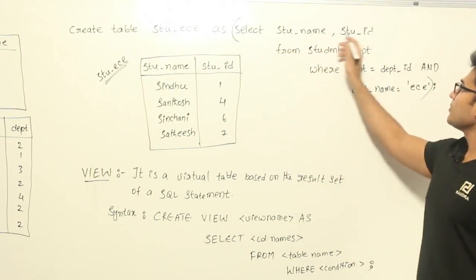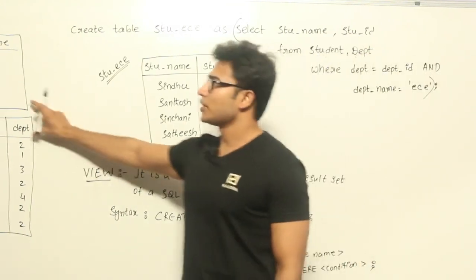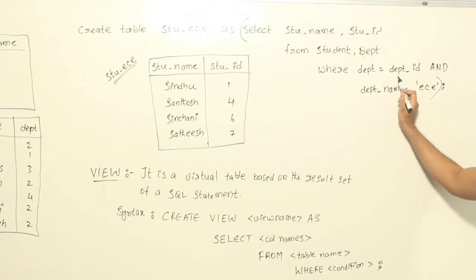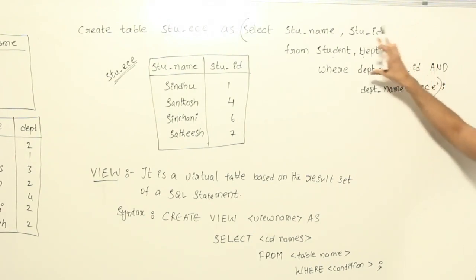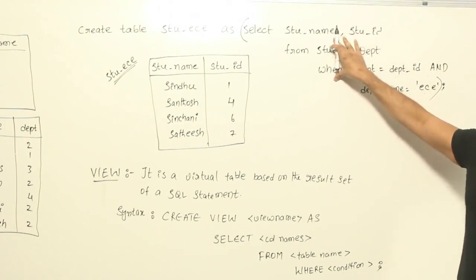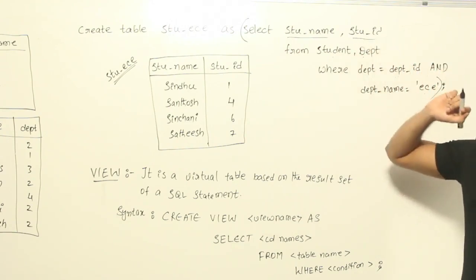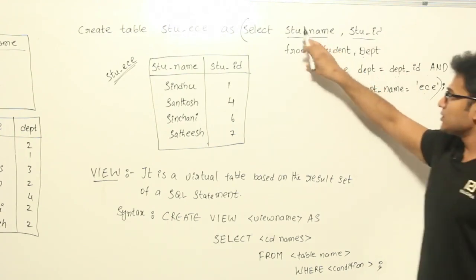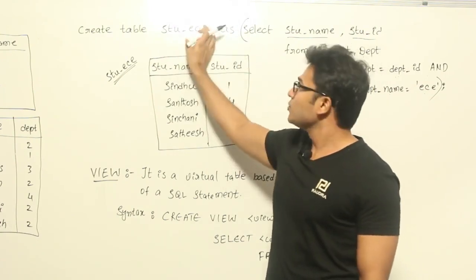Select student name, student ID from student, department, which means these two tables are going to be joined. Now what is the join condition? The join condition is that department equal to department ID, right? So after the Cartesian product, using this condition, the rows will be filtered, and department name equal to ECE. Now the result of this query will be a table containing two attributes, student name and student ID, and all the students will belong to the ECE department. This table will be named student_ECE, and a new table will be created.